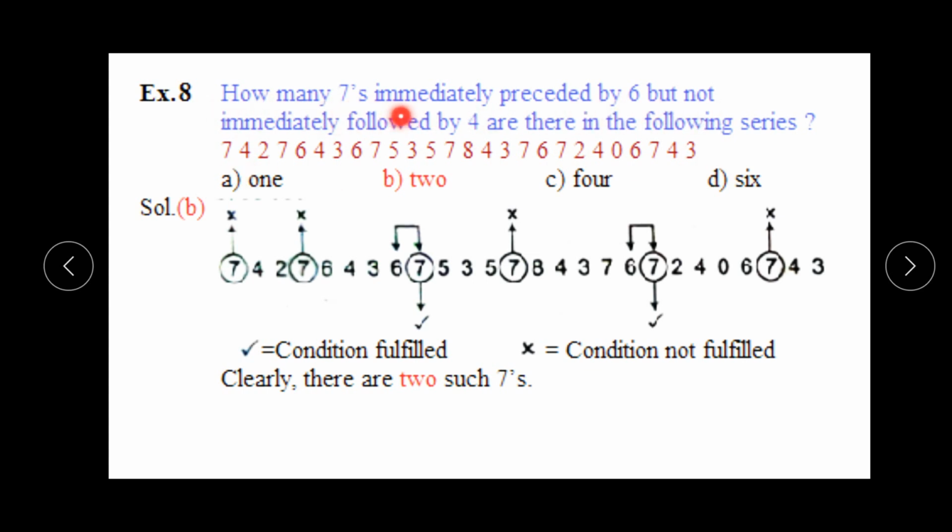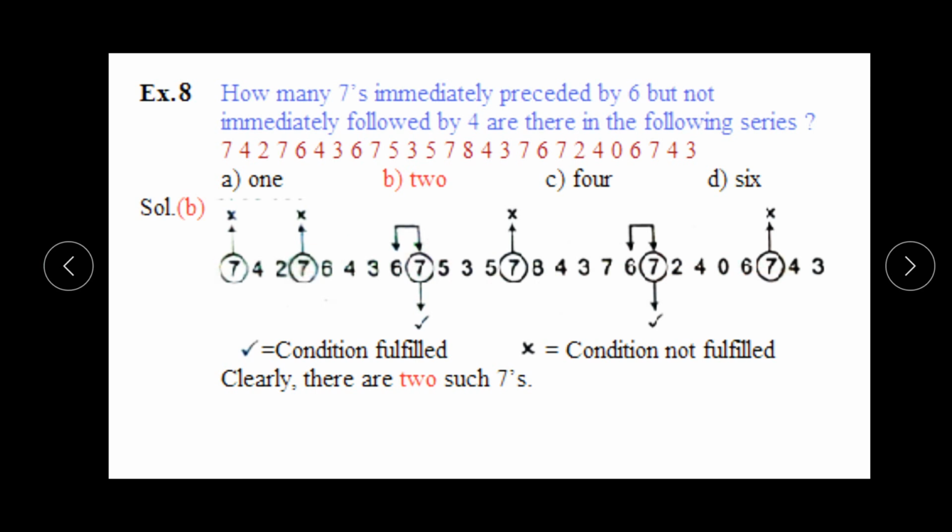How many 7s immediately preceded by 6 but not immediately followed by 4 are there in the following series? It means how many such 7s are there which are preceded by 6, the 7 must have 6 before it, but not immediately followed by 4, there should be no 4 after that 7. Okay, first we check how many 7s are there.